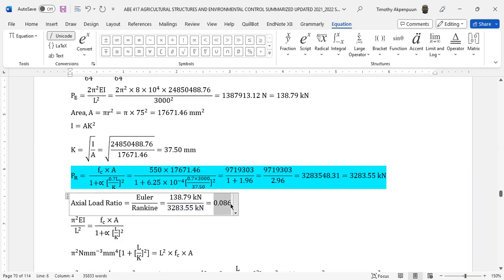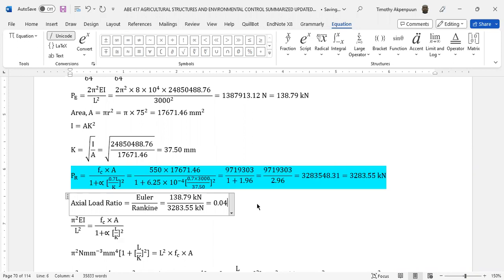138.79 over 3283. That is 0.04. Two decimal places is okay, fine. So that's 0.04.